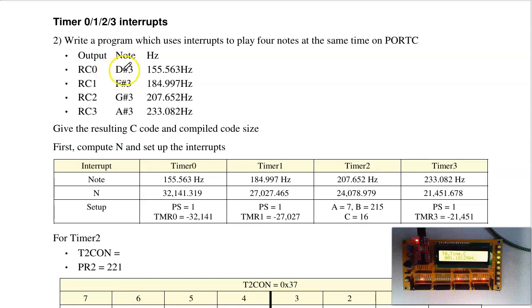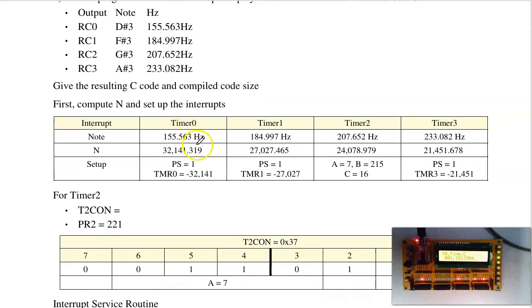I want to output notes D3 sharp, F3 sharp, G3 sharp, A3 sharp, or these frequencies. To do that, I calculate the number of clocks between interrupts. That's 10 million divided by 2 times hertz. That's equal to n. That's this number right here. I should have 32,000, 27,000, 24,000, 21,000.